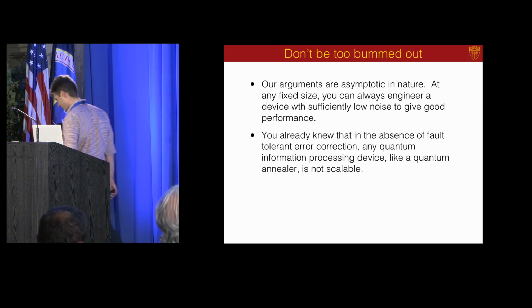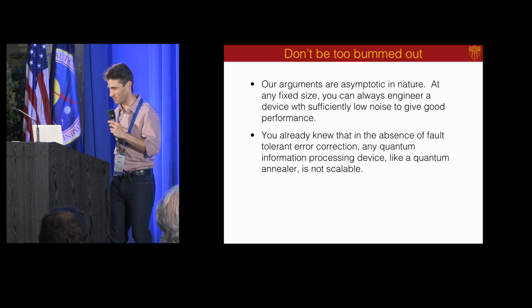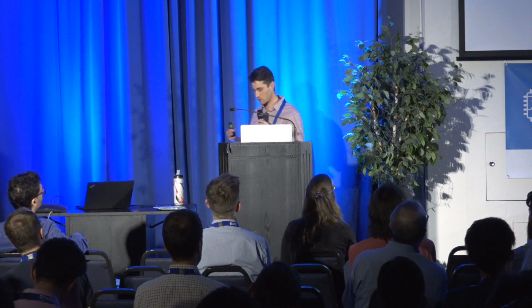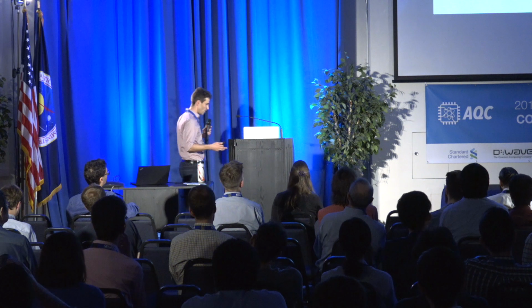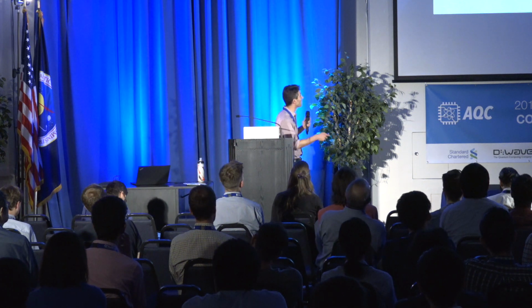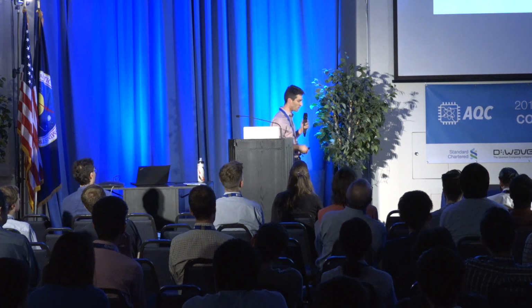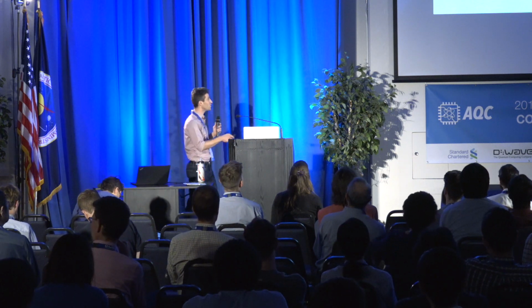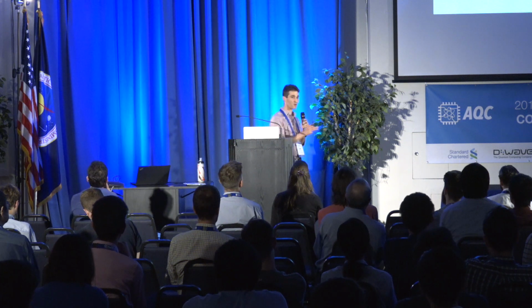Now, I don't want to be the Debbie Downer at this conference, so let me remind you of important things that you already knew. So the arguments that I've presented today, in some sense, are asymptotic in nature. We're looking at the large n limit. In life, usually we have problems of a certain size and of a certain class that we're interested in, and I have faith in my experimental colleagues that if I give them a size and a class of problems, they probably can always engineer a system that has sufficiently low noise to solve those problems well. As long as you don't ask that device to scale forever, you're OK.